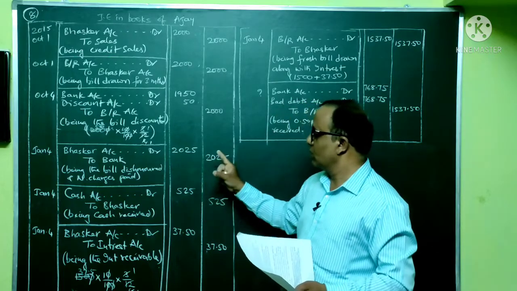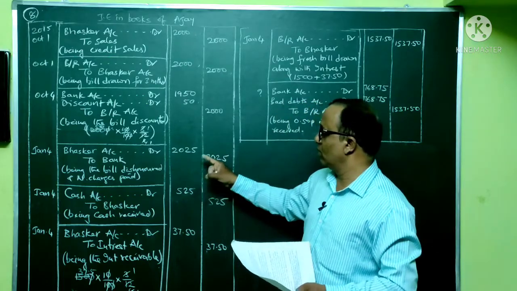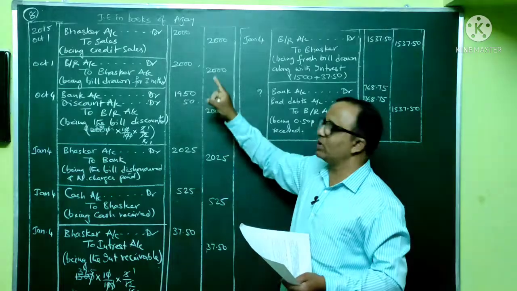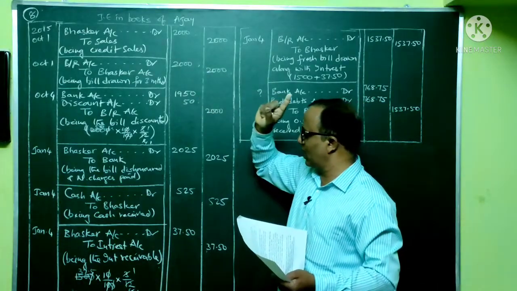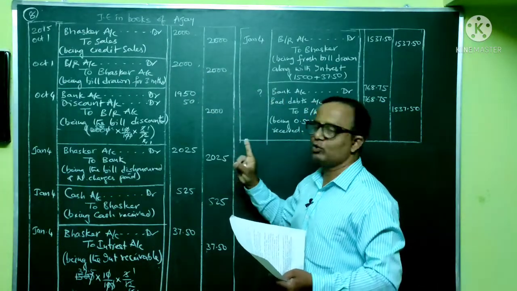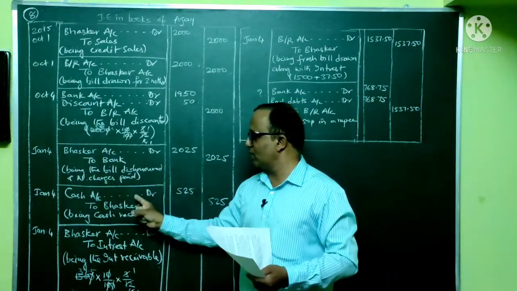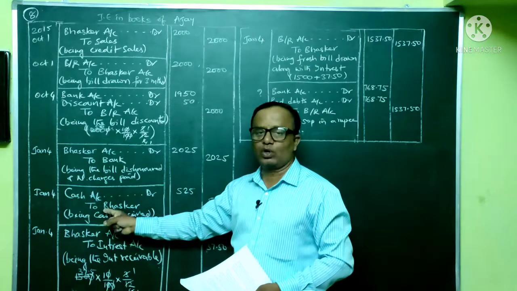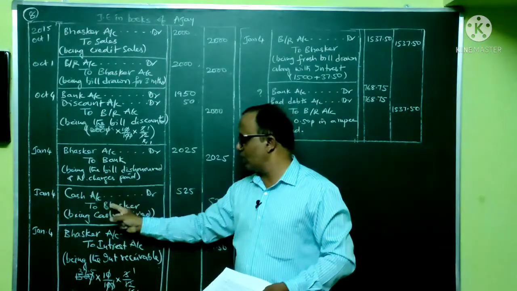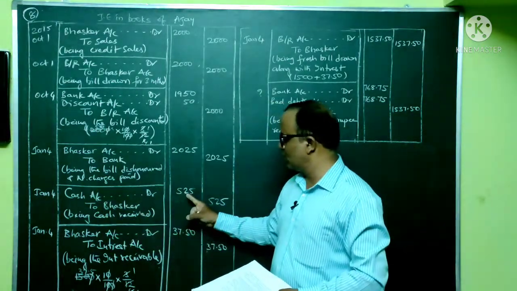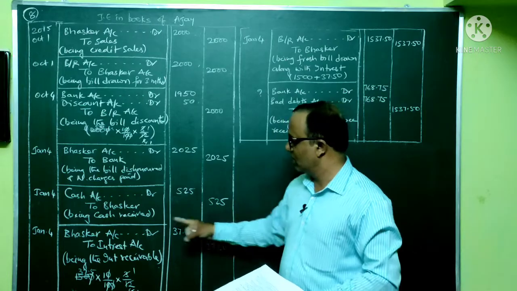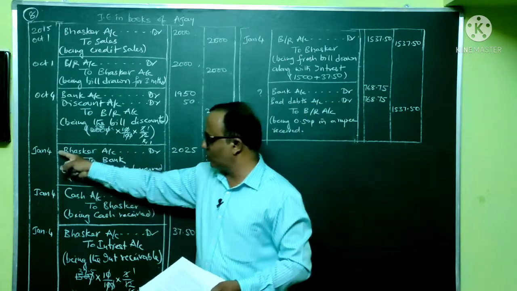Then again, Bhaskar, on this date, has paid 500 rupees towards the bill amount. Out of this 2000, he has paid 500 rupees plus this 25 rupees noting charges to you. So in other words, from your point of view, you have received it. So it is an ordinary entry. When cash is received from Bhaskar, cash account debit to Bhaskar, 500 plus 25, 525 rupees you have received, being the cash received. This has happened on this particular date only.